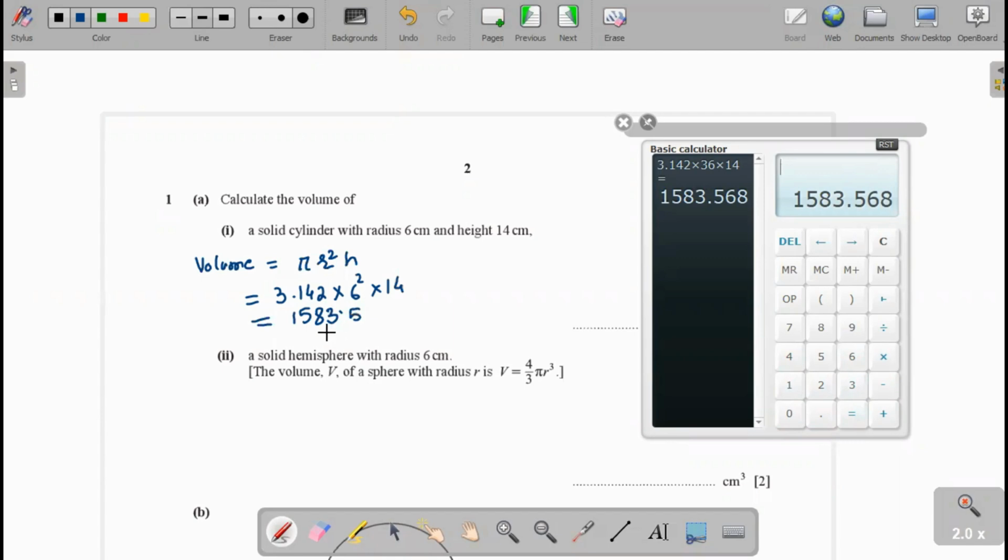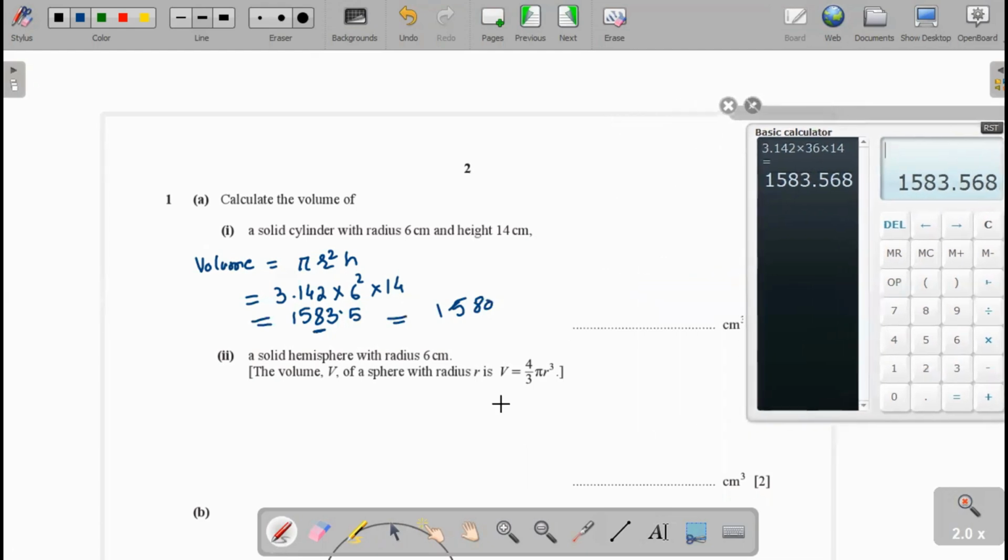Now we write it 1583.5. Now the answer in 4SF, 3SF, that's the answer in 3SF value will be equal to 1580. And this is the answer. Now we move to the next part of this question.